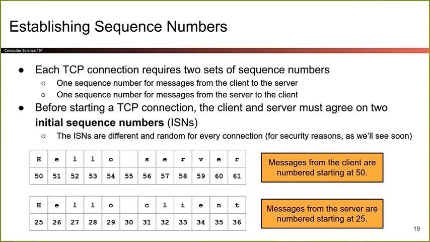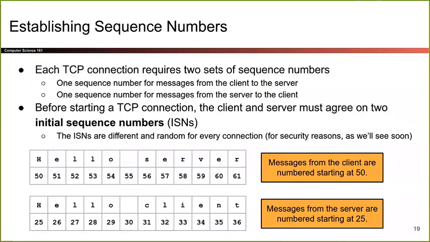Another stream is going the other way. This stream says "hello client", starting at 25, so it's a different number. This stream consists of all the bytes that the server is inputting, going through TCP and the internet, and coming out on the other side for the client to receive. So notice there are two sequences of numbers that we have to keep track of.